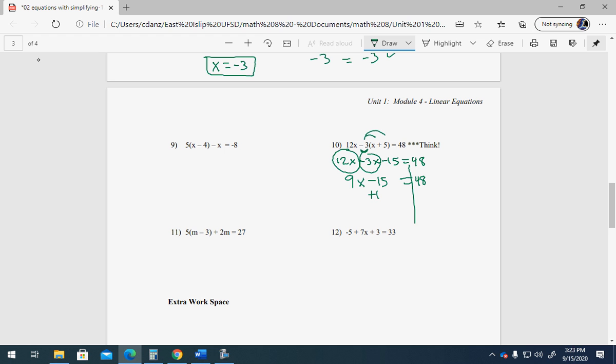I have to use my inverse operation, so I add 15 to both sides. So 9x equals 48 plus 15, which is a 63. Divide both sides by 9. And x equals 7.